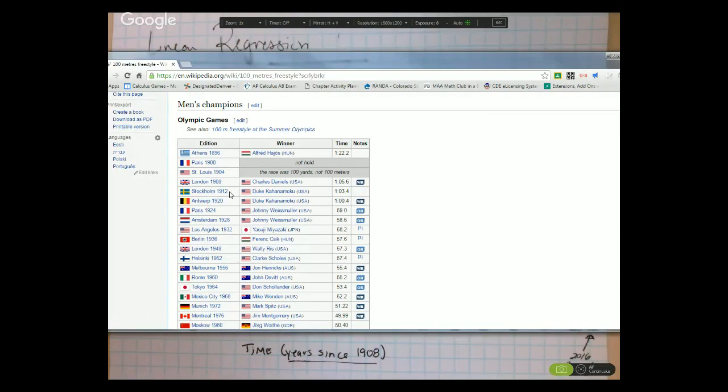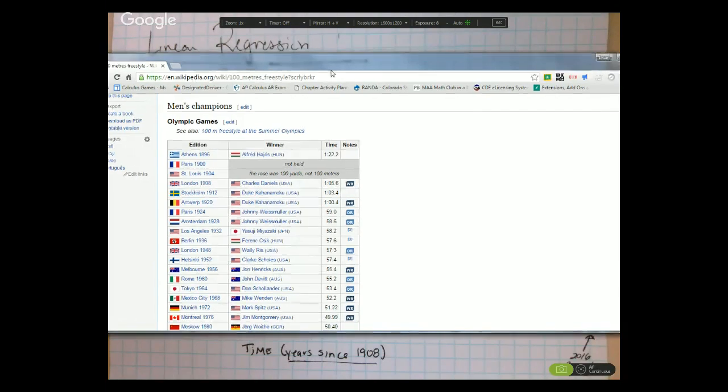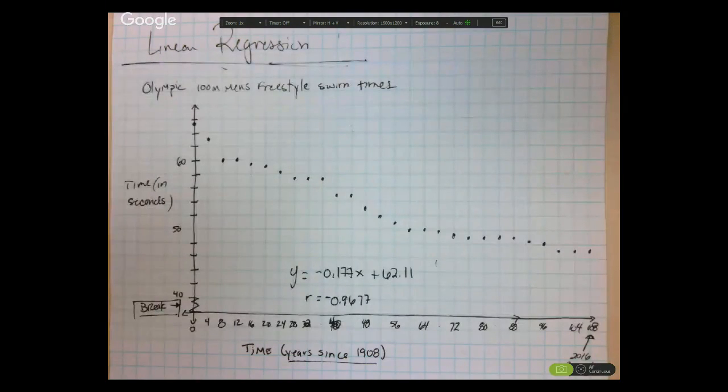Year 4 would be 1912. Notice there's no year 8. Year 12 would be 1920, etc. Okay, so be aware of that. It will be a lot easier. You'll get much better equations if you use the years since model instead of just the years.